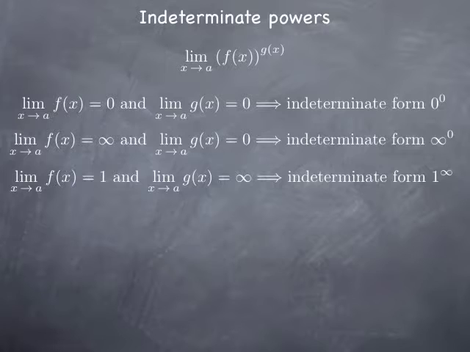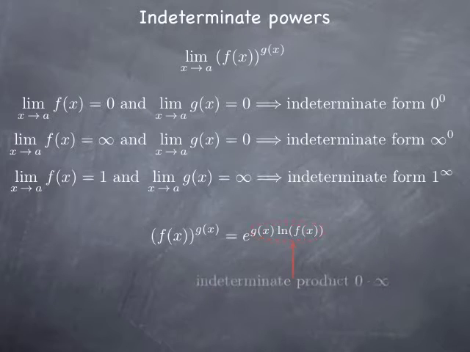It might not be clear to you at first glance why these things are indeterminate, but let's take a look at what f of x to the g of x really means. One way to rewrite that, in fact by definition of this type of powers, is e to the power g of x multiplied by ln of f of x. So whether the limit is something indeterminate or not depends on the limit of g of x times ln of f of x. Now let's look at the three cases again.